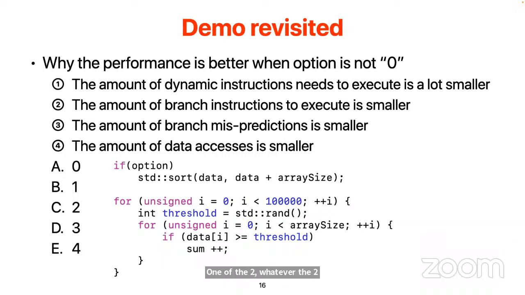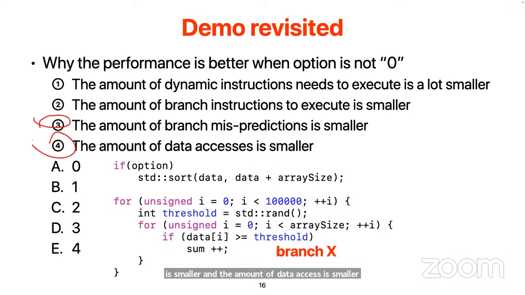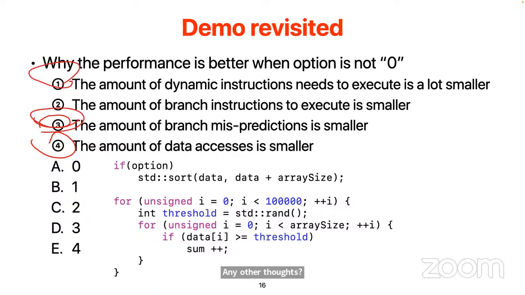3 and the 4. The number of branch predictions is smaller and the amount of data access is smaller. Okay, you think this is the 2? What else? Any other thoughts? 1 and 3. Okay, so we have 2 versions now.